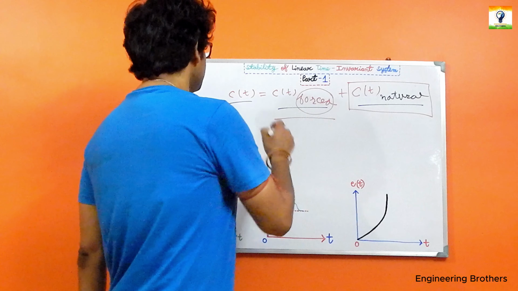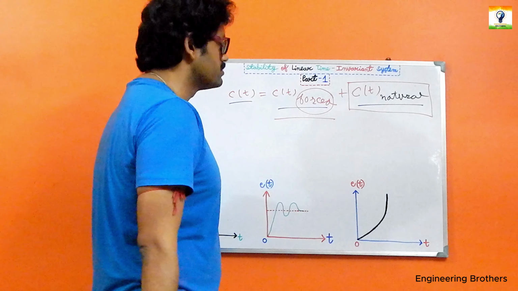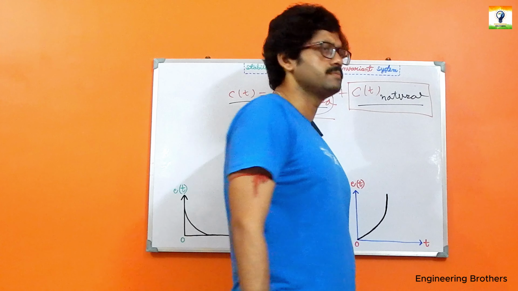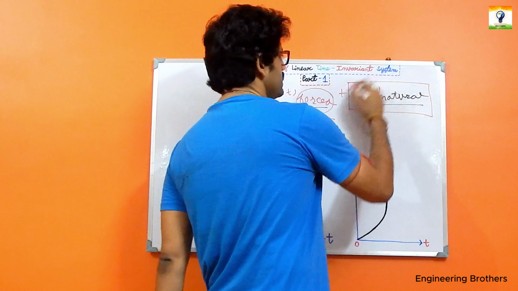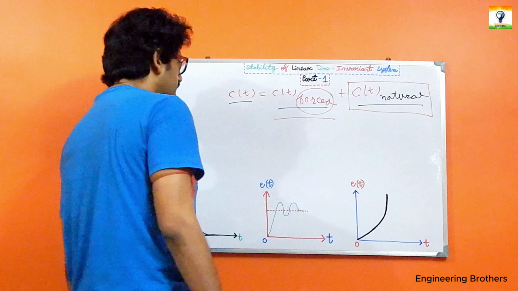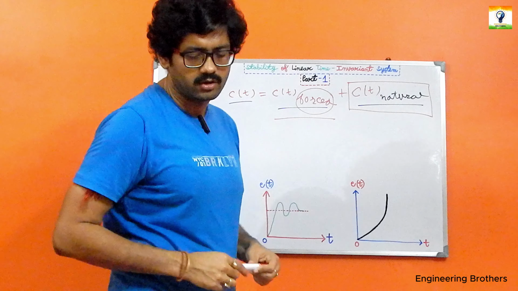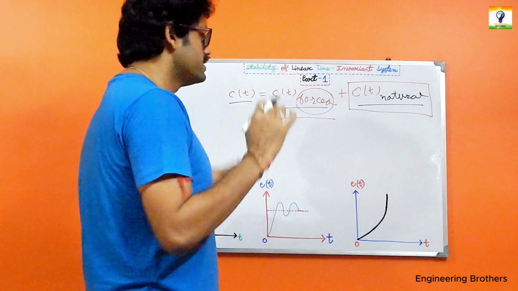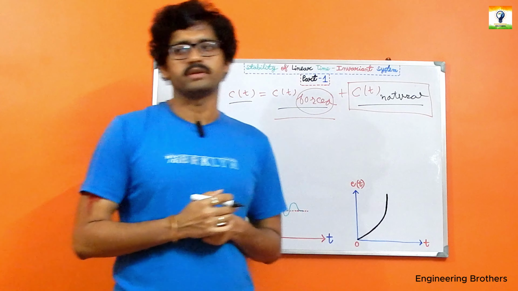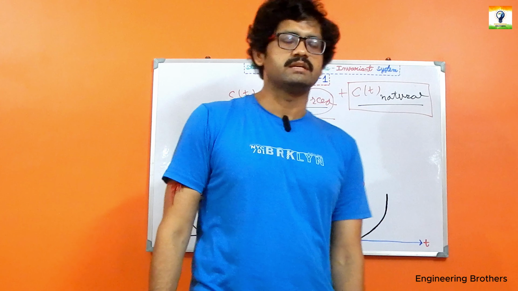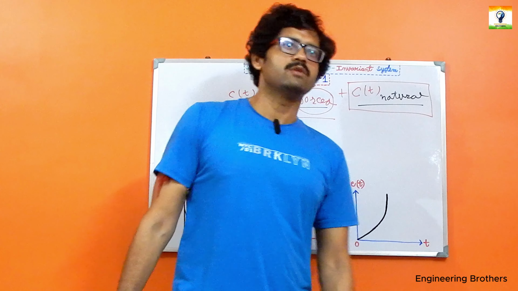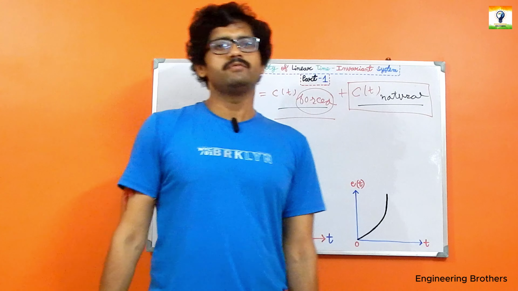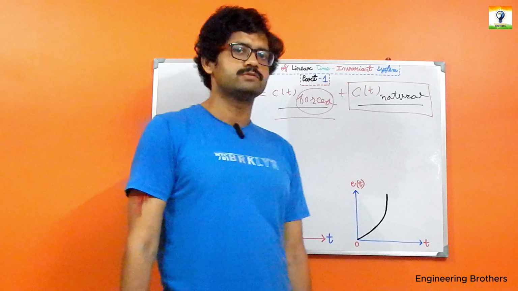The response c(t) consists of c(t) forced plus c(t) natural, and according to c(t) natural, we can say whether the system is stable, unstable or marginally stable. I have already told you the definitions of stable, unstable and marginally stable systems, and described them with examples in our previous videos. If you have missed our previous videos, please do follow them.